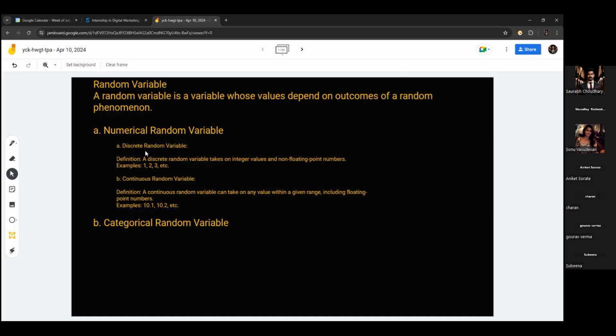A discrete random variable within the numerical type takes on integer values, non-floating point. So any number like 1, 2, 3, all these are discrete random variables. And continuous means having floating numbers. A continuous random variable can take on any value within a given range, including floating point, like 10.2, 10.10. So these are continuous random variables. It is numerical, but continuous.